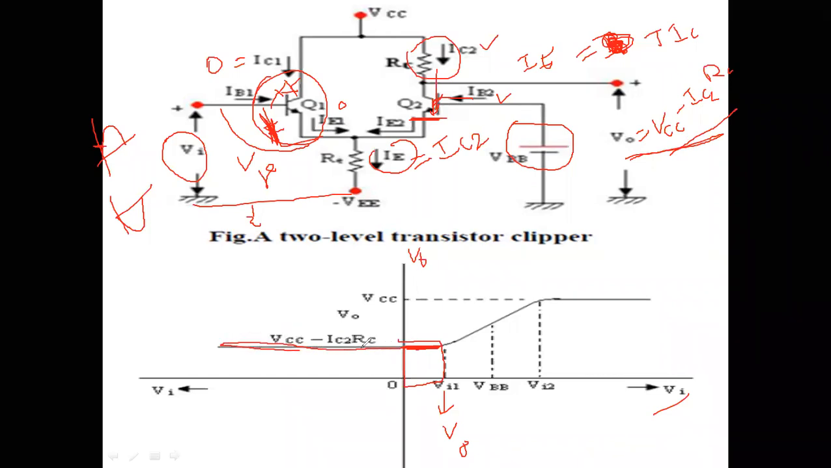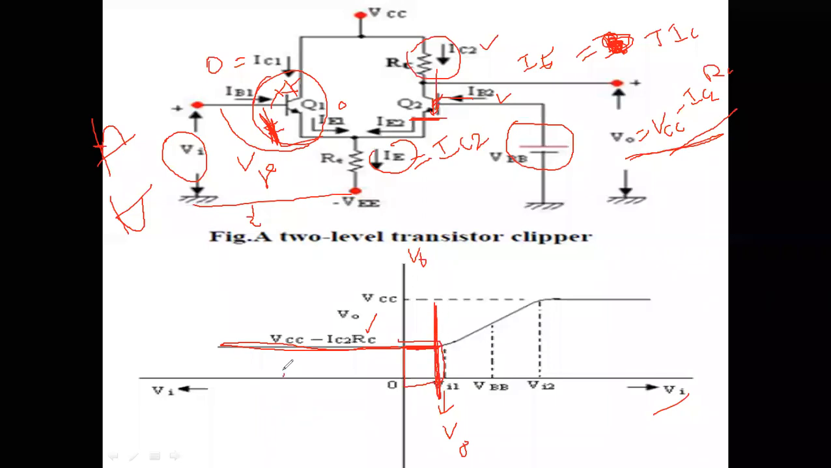In the complete negative cycle, you are going to maintain a constant voltage, that is VCC minus IC into RC. Why are we maintaining this voltage constant? Because this transistor is off. Once this transistor is off, and for this Q2 we are applying a constant voltage, the base current will be maintained constant. Therefore this transistor is cut off up to the cut-in voltage of the transistor.